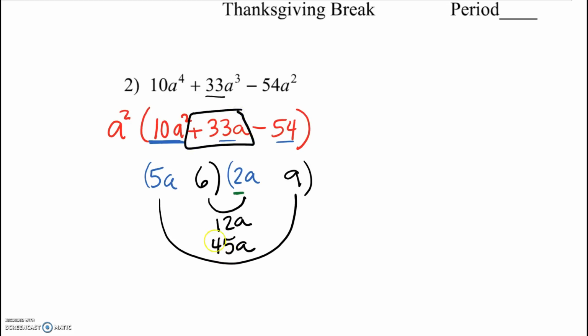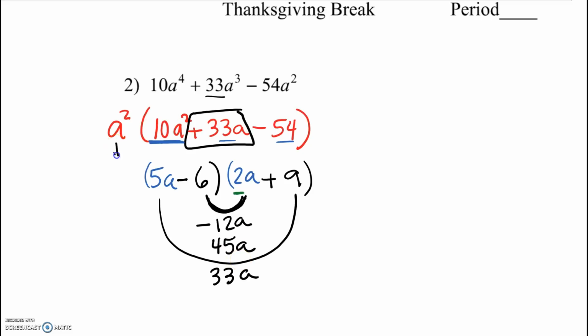And I can get positive 33 from here. So if I have 45a and I subtract 12, then that will give me my 33a that I'm looking for. So that means the parentheses here need to be the negative, so that I would get the negative 12 when I multiplied these two. And the parentheses here need to be a positive, so that I would get 45 and be able to get my 33.